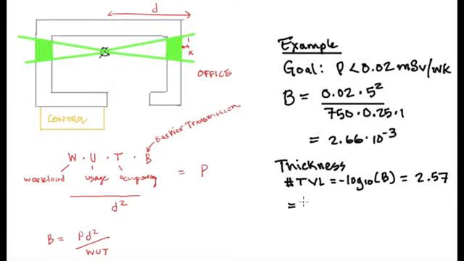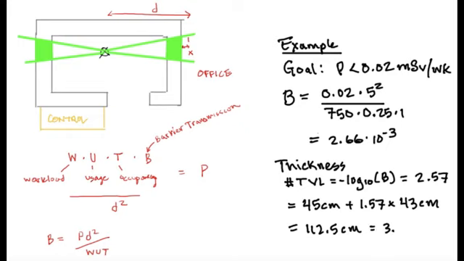And so now I can plug this in. I write that the first TVL is 45 cm, and then I'm left with 1.57 TVLs, and each of those is going to be 43 cm like we saw on the table, right? And when I multiply this all out and add it up, here's the number I get: 112.5 centimeters. So about a meter thick, which is 3.7 feet. And that's the thickness of concrete you have to pour.